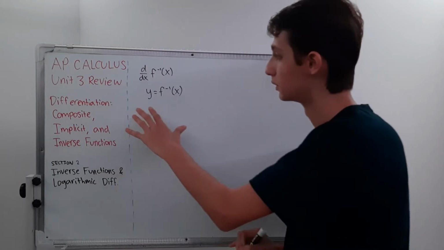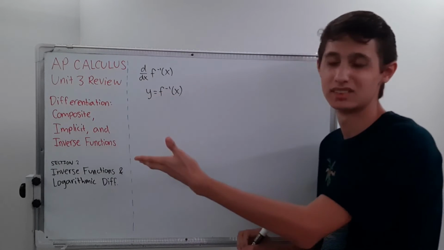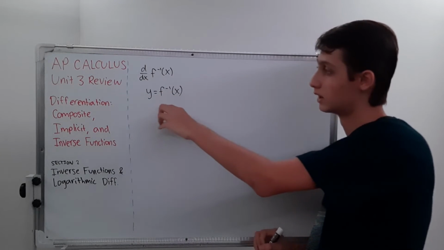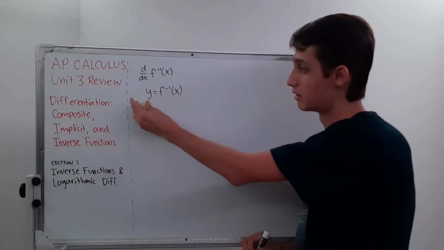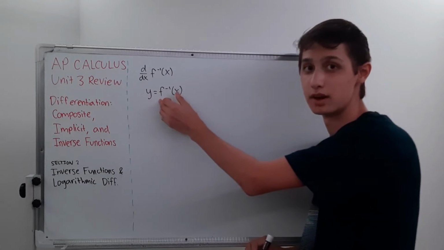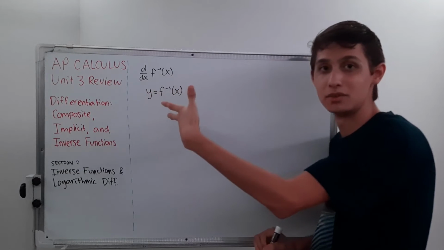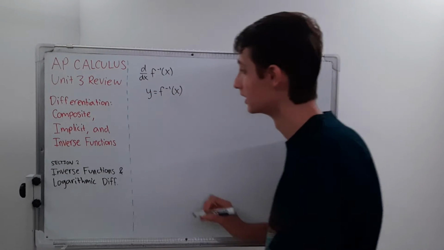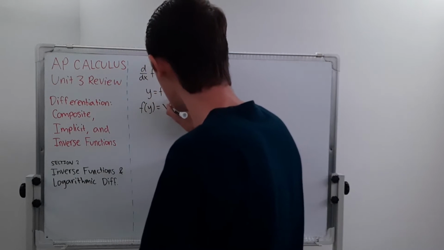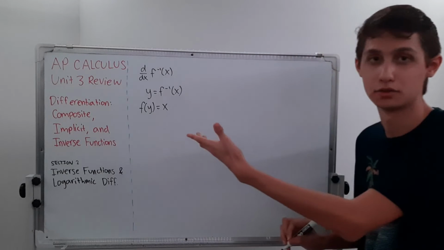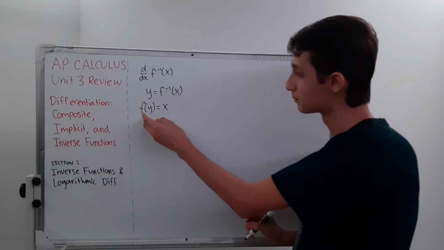Oh, well, actually, we could, but that won't get us anywhere. First, what we want to do is take f on both sides, like compose, so we'll have f of y equals f of f inverse of x. Well, f of f inverse of x is just x itself, right? So we'll have f of y equals x, after we take f on both sides. Okay.